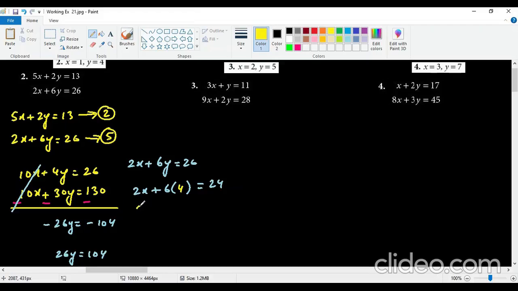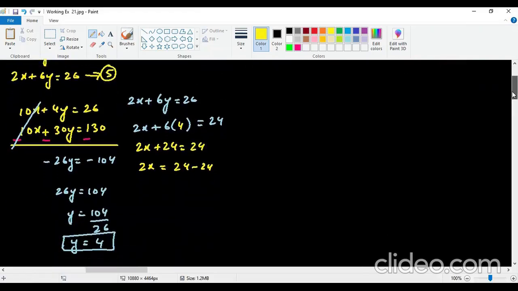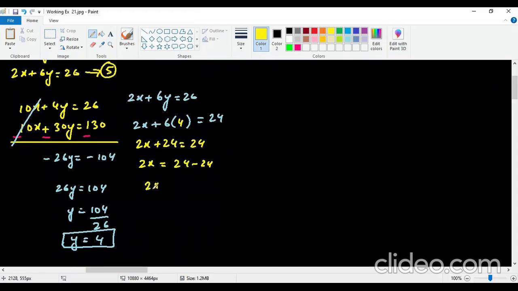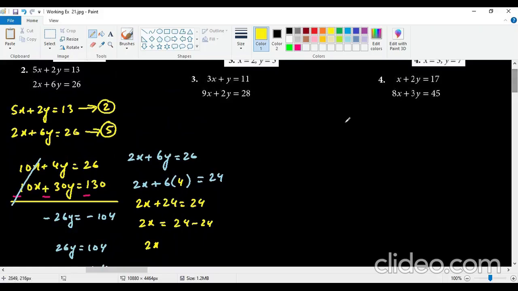So 2x plus 24 equals 24, and 2x is equal to 24 minus 24, which is equal to 0. I think there is a mistake somewhere. Let's see. 2x plus 6y equals 26. It is 26, not 24. So do the correction. It's going to be 26, not 24.